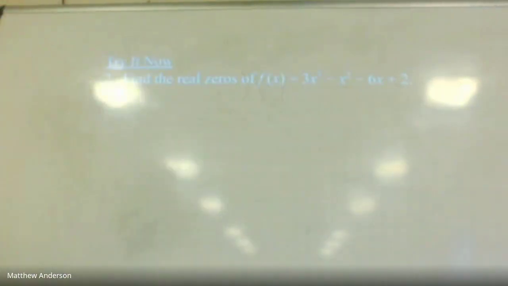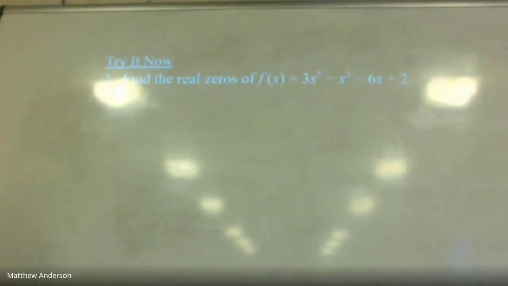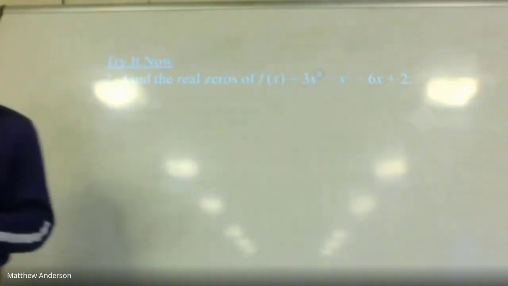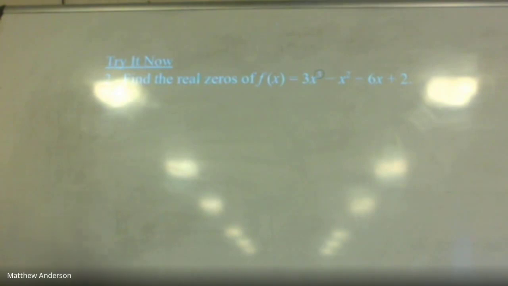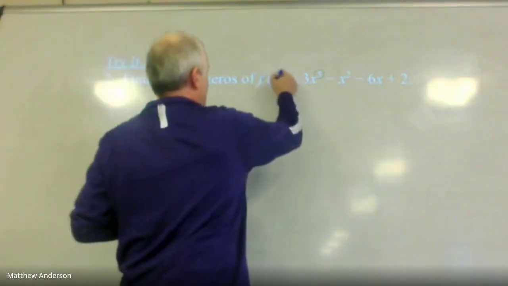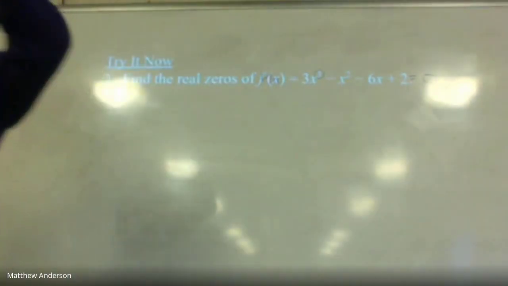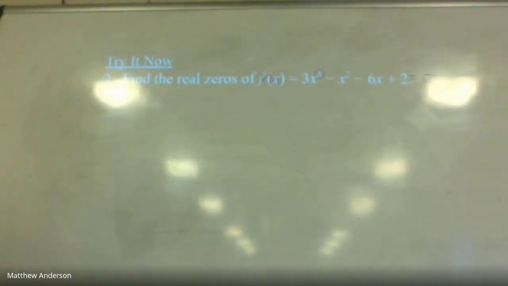Looking at this one, again, find the real zeros. Just a quick question beforehand: how many real zeros could we possibly have in this case? 3, because the degree is 3. So this tells us we could possibly have 3 real zeros. Again, we're finding zeros, so we set this equal to 0. There are 4 terms again, so I would try factoring by grouping.